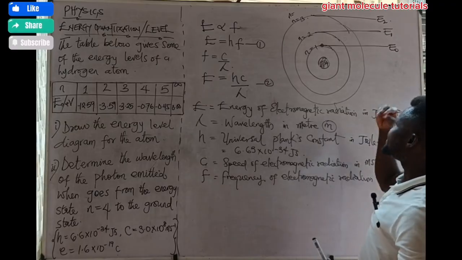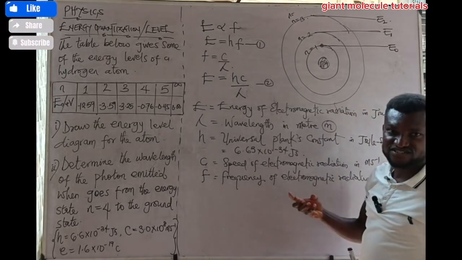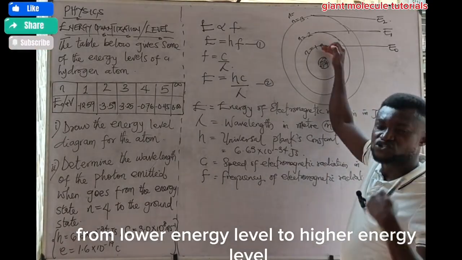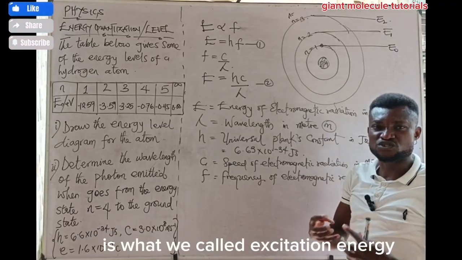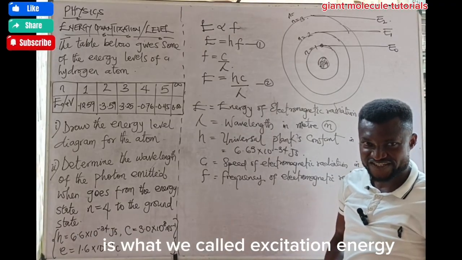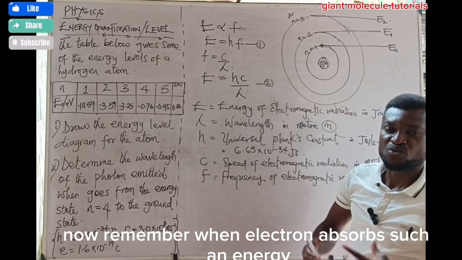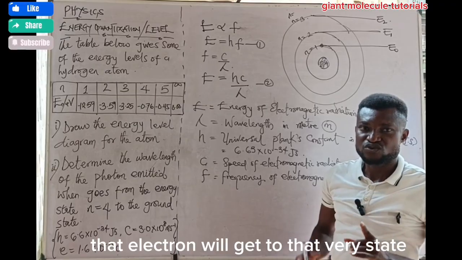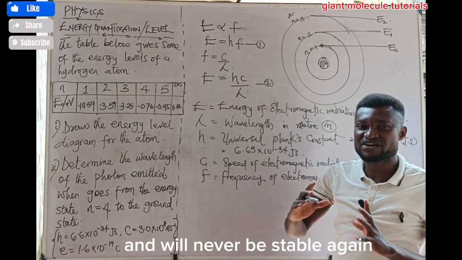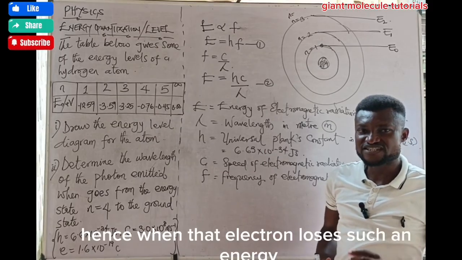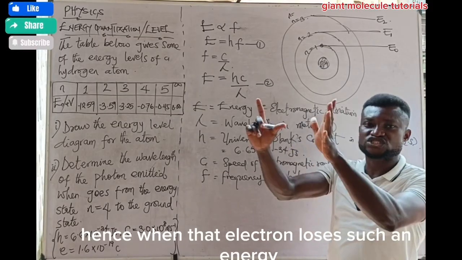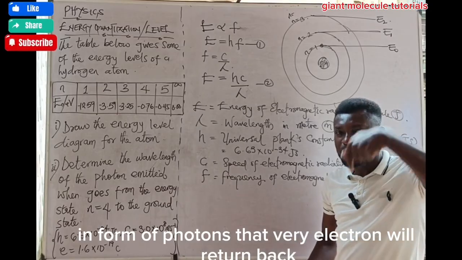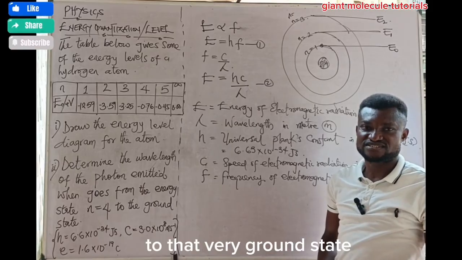Now, the energy required to transition an electron from a lower energy level to a higher energy level is what we call excitation energy. Now remember, when an electron absorbs such an energy, that electron will get to that state and will never be stable again. Hence, when that electron loses such an energy in the form of photons, that electron will return back to the ground state.